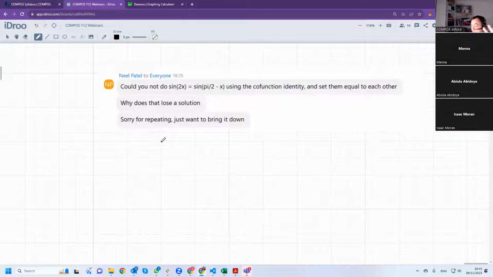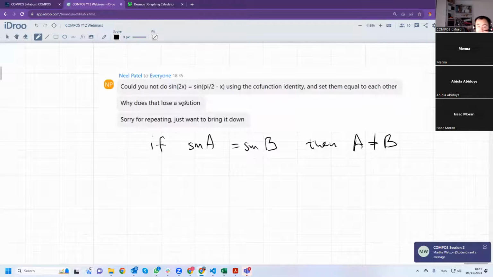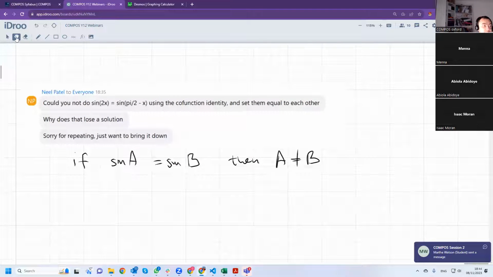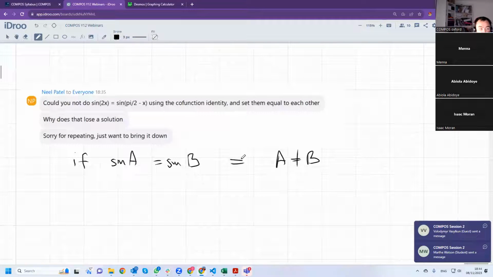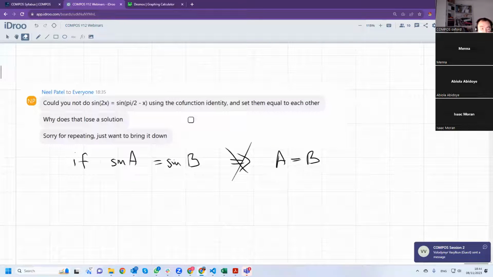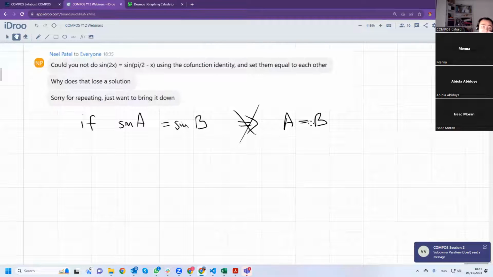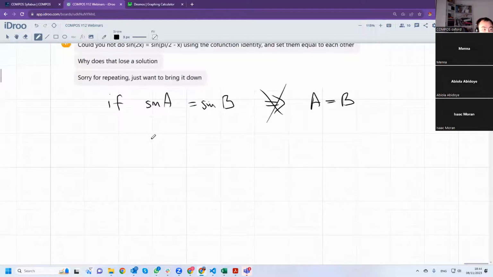Well, yes, you could. The problem is that if sine A equals sine B, then A does not necessarily equal B. It does not follow that A is equal to B. Let's put it this way: it does not follow that A is equal to B. And a very simple example.